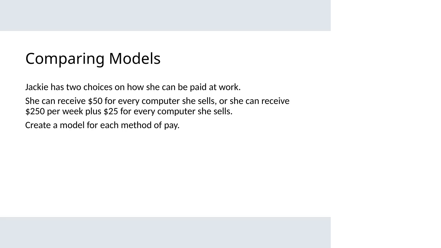Here's the situation. Jackie has two choices on how she can be paid at work. She can receive $50 for every computer she sells, or she can receive $250 a week plus $25 for every computer she sells. We're going to create a model for each method of pay. I want you to take a second and try to create a model for the first method where she gets $50 for every computer she sells, and then a second model, which is $250 per week plus $25 for every computer she sells. And so we'd be looking at her weekly pay here.